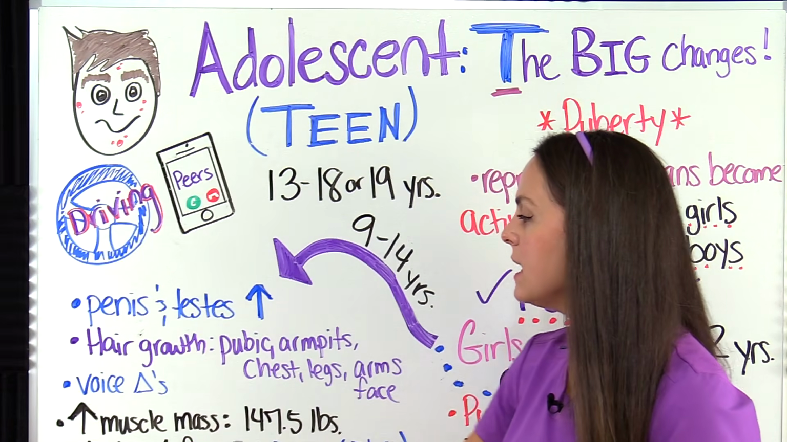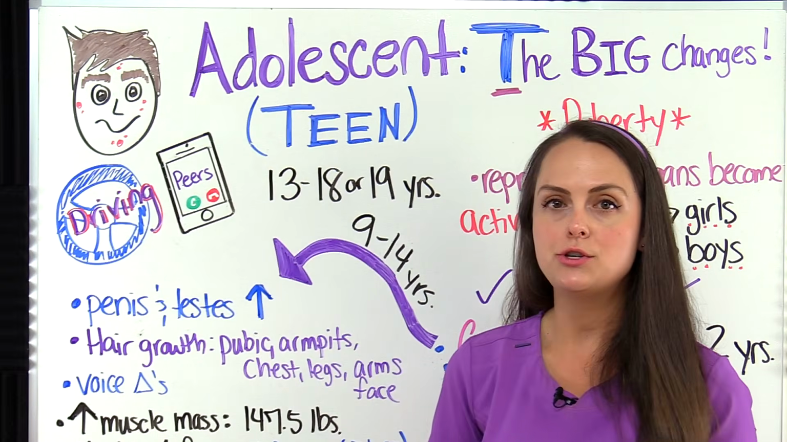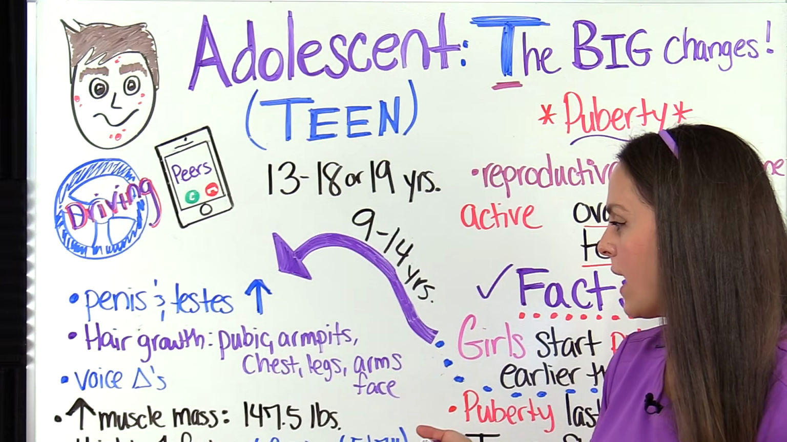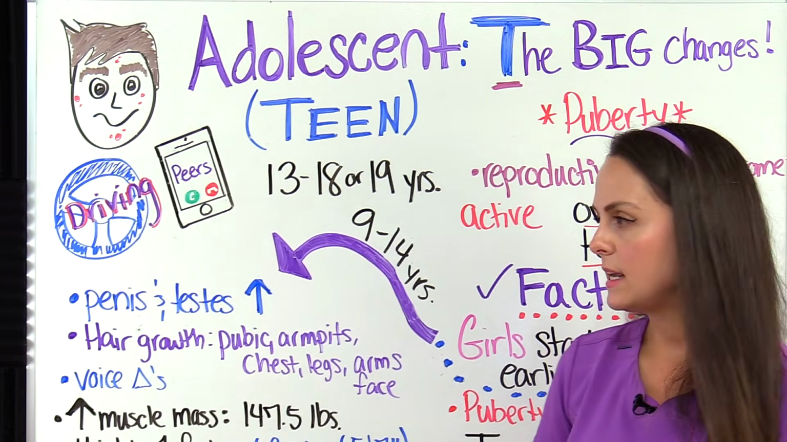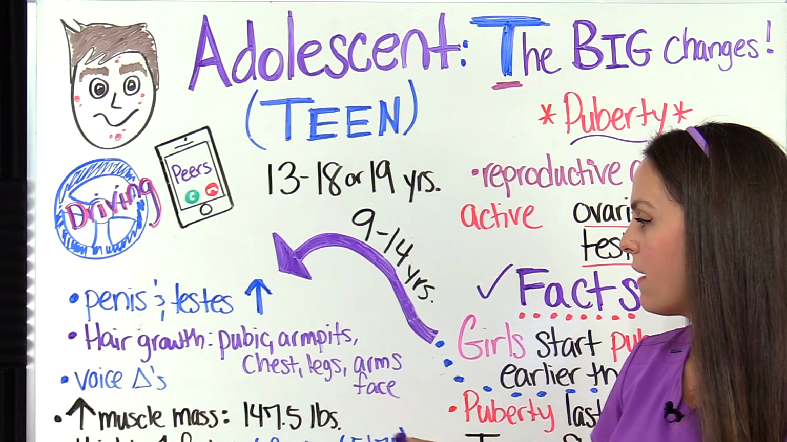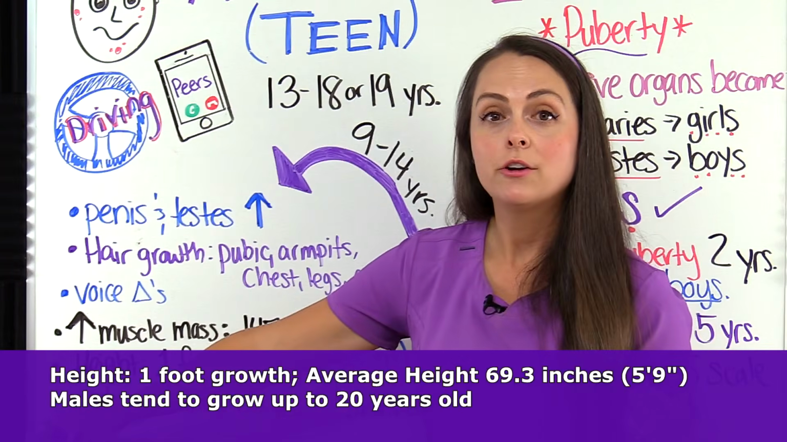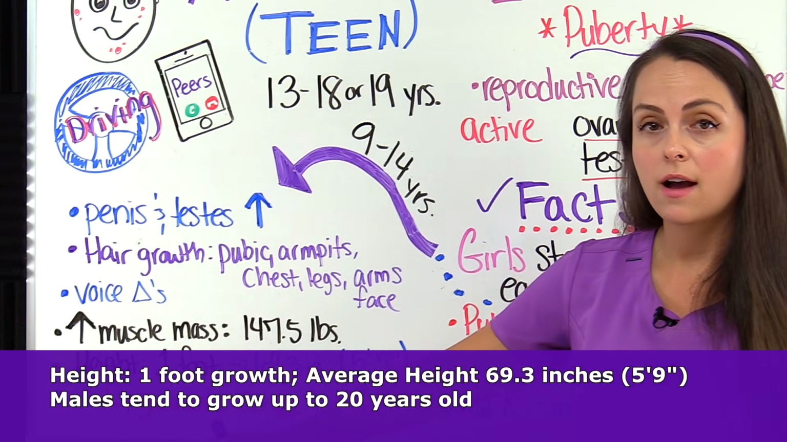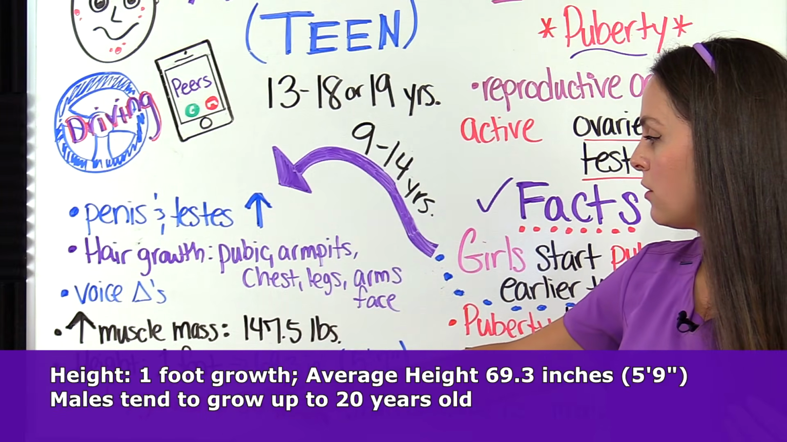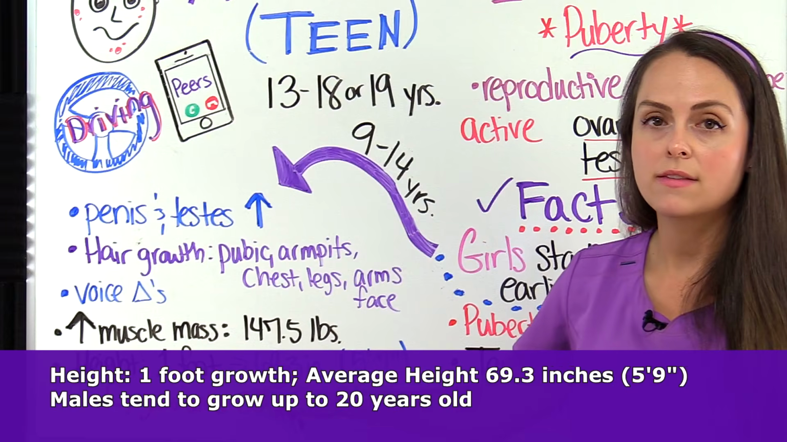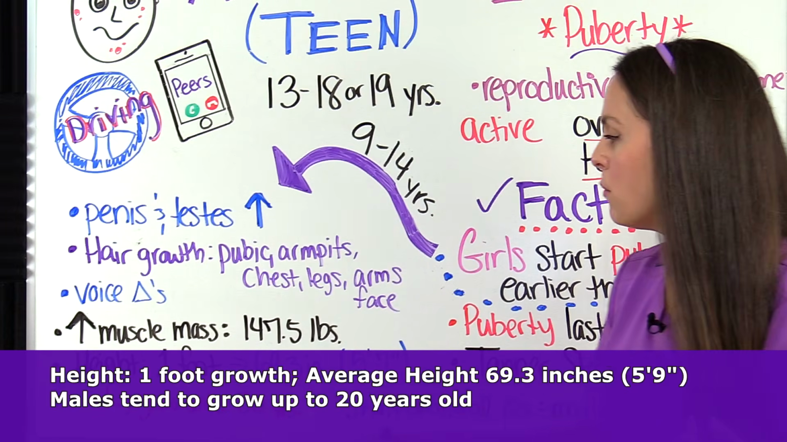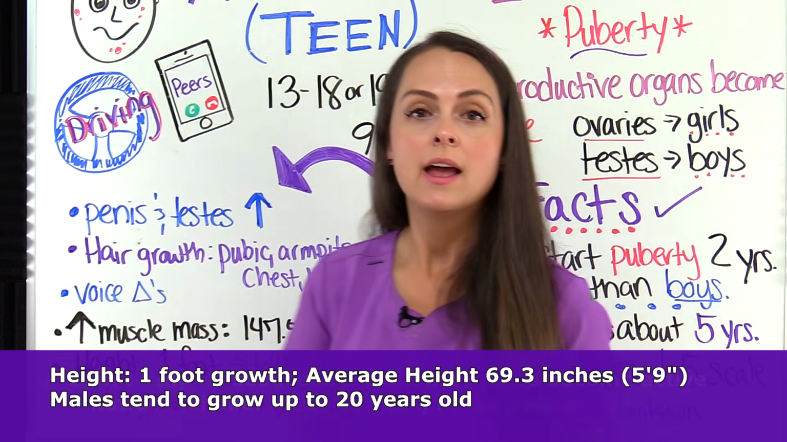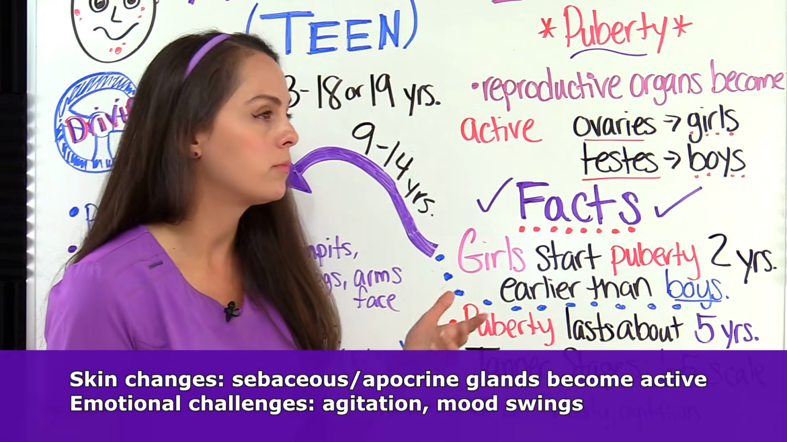There will also be the increase in weight, and this is due to the increase of muscle mass this boy is putting on. The average weight for a boy in the US that's 18 is about 147.5 pounds. There will also be the increase in height. So during this time, the boy can increase by a foot in their height, with the average 18-year-old boy here in the US with a height of 69.3 inches, and boys tend to keep growing until they're about 20 years of age.